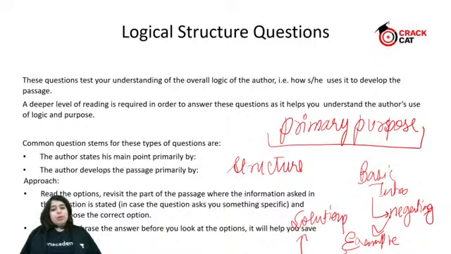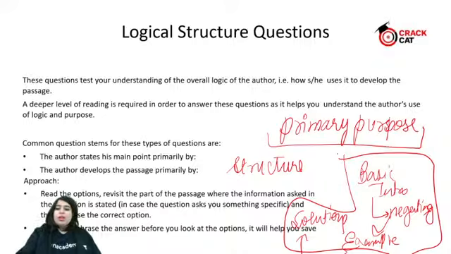Now, what should be the approach that we need to apply? We have to read the questions, read the options. We have to revisit the part of the passage where the information asked in the question is stated, and then choose the correct option. You can also phrase the answer before you look at the options. So just like I said, if you're able to make the mind map a little, just like I made this small mind map right now, it becomes a bit easier for you to mark the correct answer.